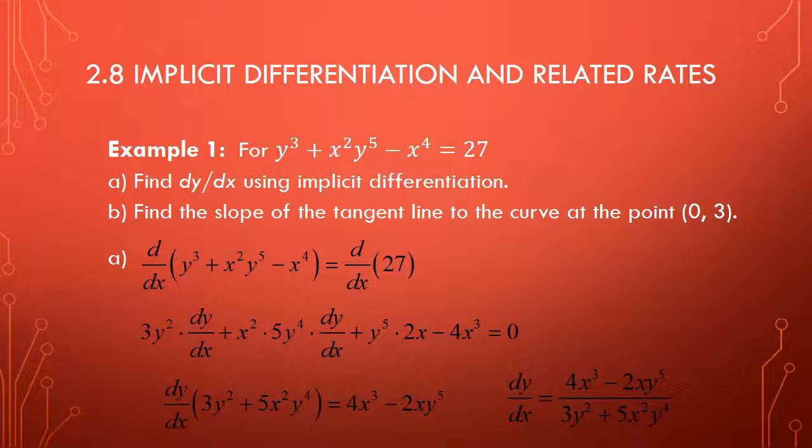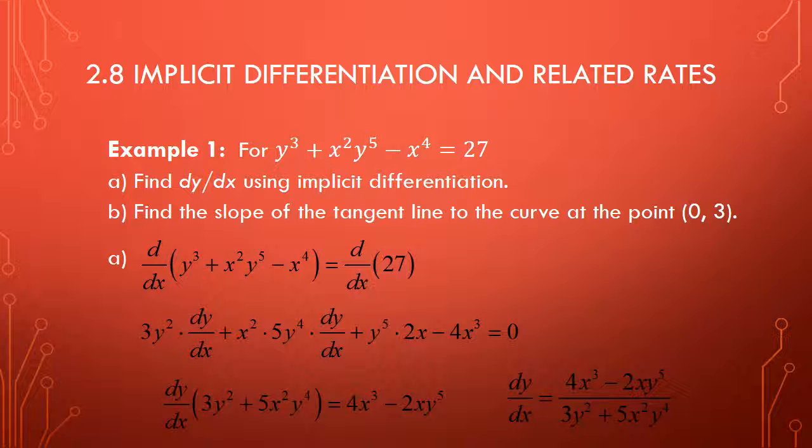Now, what we have to do for x squared y to the fifth is use the product rule. So it's x squared, the first, times the derivative of the second, which is going to be 5y to the fourth, but then that had a y, so dy/dx, plus the second times the derivative of the first, y to the fifth times 2x. And then the x to the fourth is just going to be minus 4x to the third. And the derivative of 27, a constant, is 0.